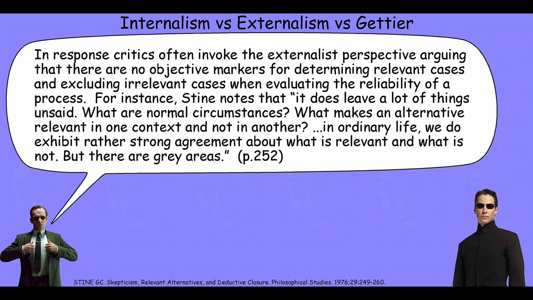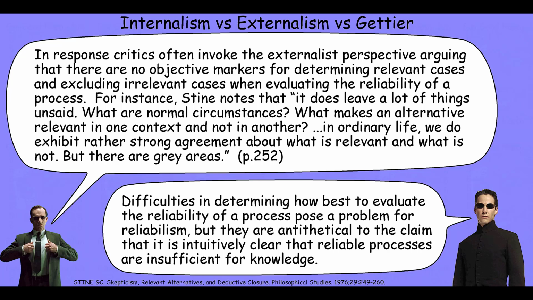In response, critics will often then invoke the externalist perspective. They'll argue something along the lines that there are no objective markers for determining relevant cases and excluding irrelevant cases when evaluating the reliability of a process. For instance, Stine, in a 1976 paper, notes that the reliabilist relevant alternatives response does leave a lot of things unsaid. What are normal circumstances? What makes an alternative relevant in one context and not in another? In ordinary life, we exhibit rather strong agreement about what's relevant and what is not, but there are gray areas.